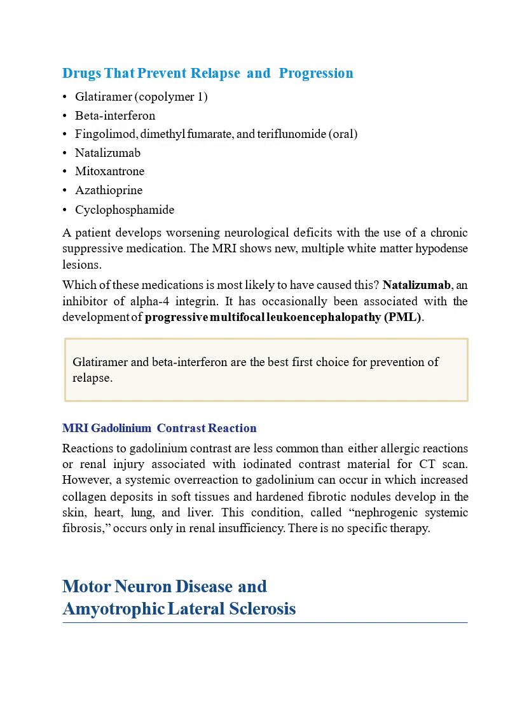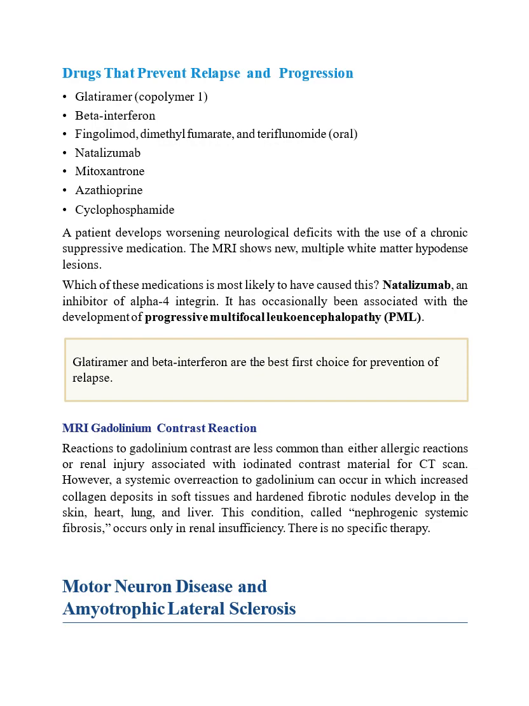Also, we need to remember that glatiramer and beta interferon are the best initial choices for prevention of relapses. Next is MRI. The next thing we have to remember for MS is MRI gadolinium contrast reaction. Reactions to gadolinium contrast are less common than other allergic reactions or renal injury associated with iodine contrast material for CT scan.